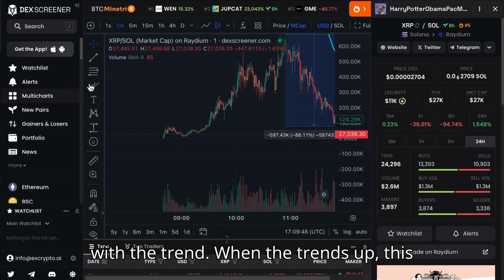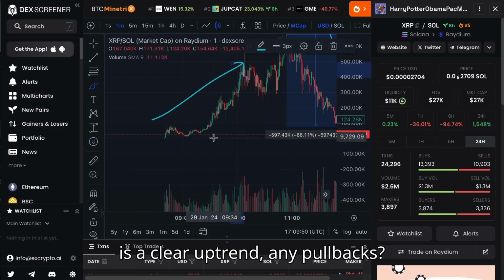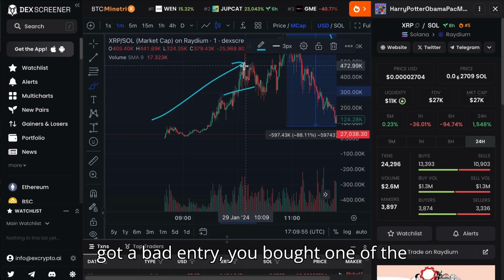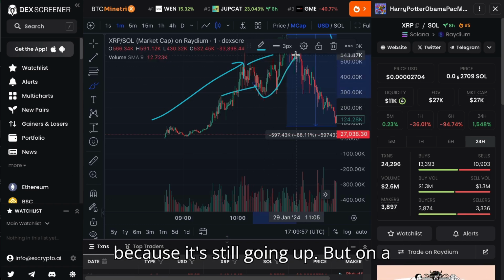When the trend's up, this is a clear uptrend. Any pullbacks, your trend might save you. So even if you got a bad entry, you bought one of the tops here, the trend will save you because it's still going up.